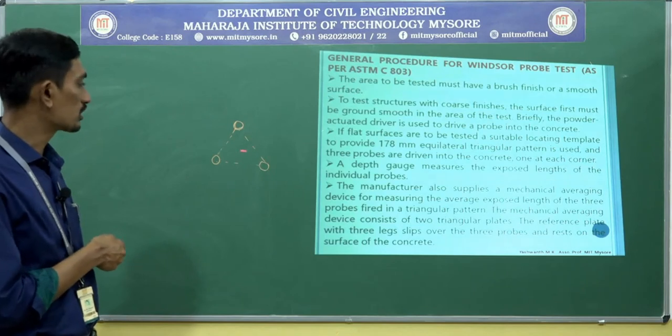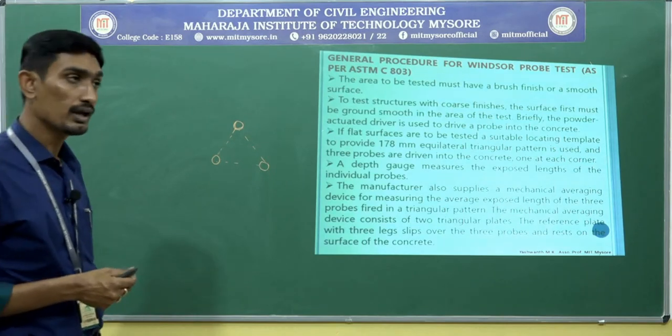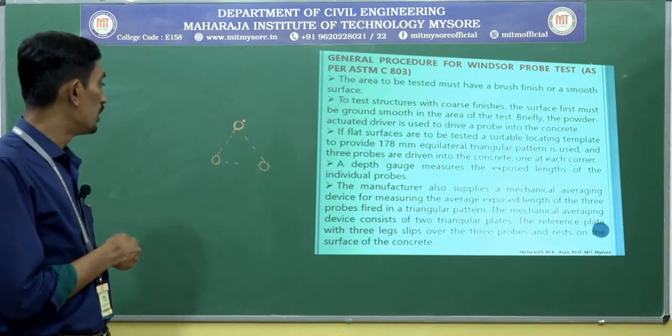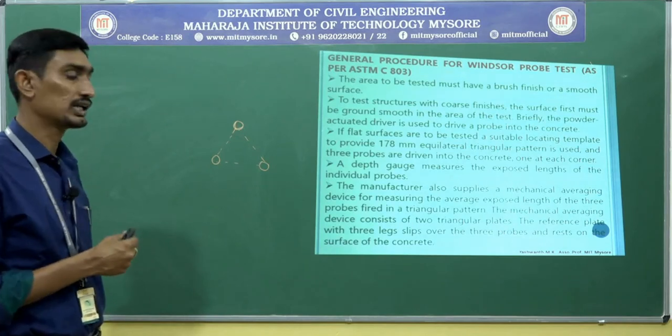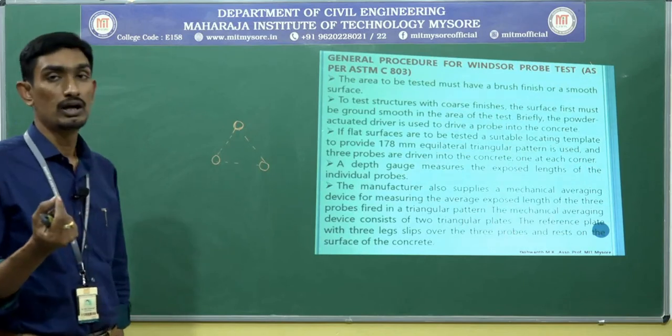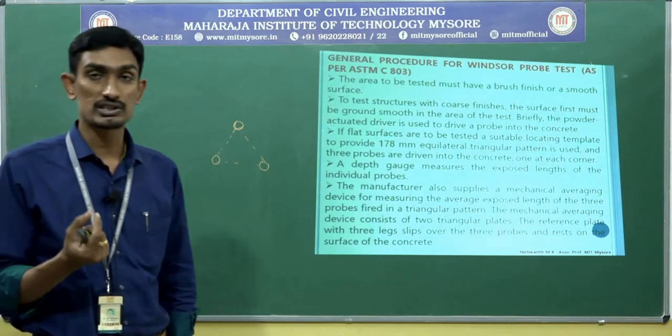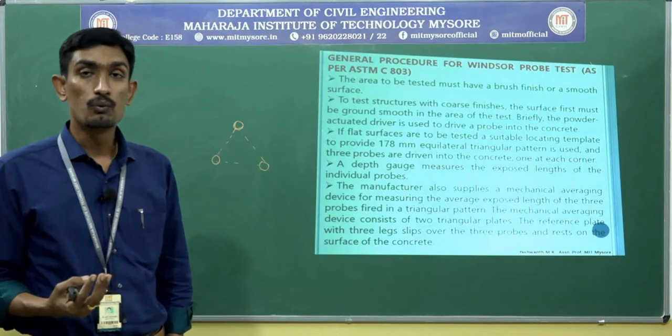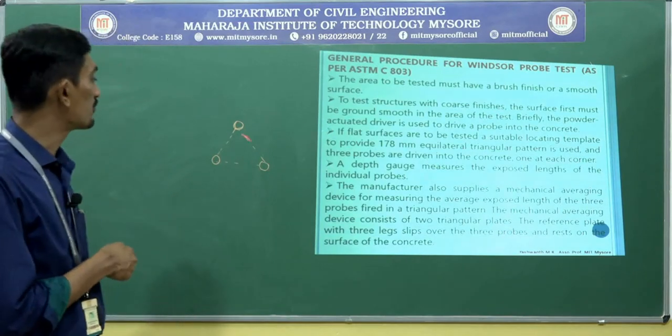Okay, so in all the three corners I am good. Why am I going to penetrate these three probes? Because by penetrating one probe only, I can make out the penetration resistance. But why three? Because I need to take an average of these three values.